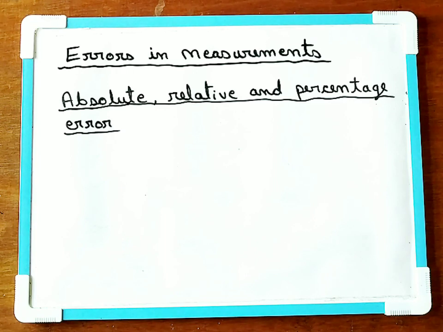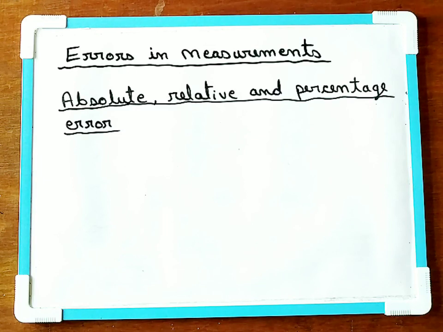Now, how do we calculate the errors in measurement? There are three ways in which we can express the errors in measurement: one is absolute error, the other one is relative error, and another way is percentage error. So these are the three ways in which we can express the errors in measurement. Now, how will we calculate the errors in measurement?